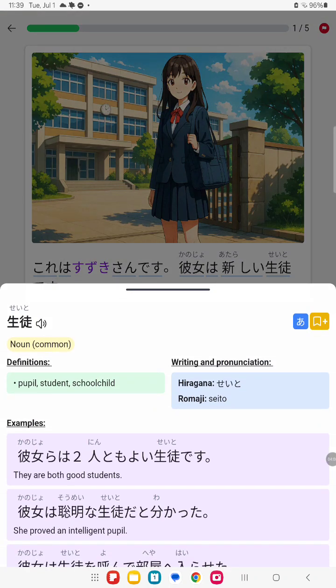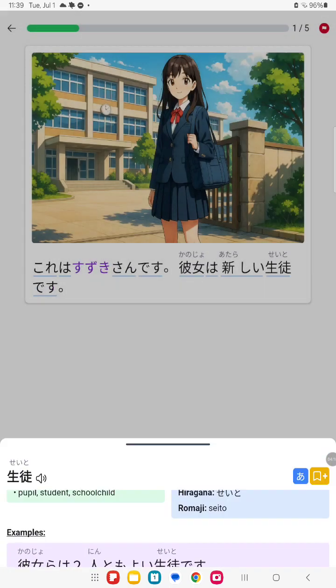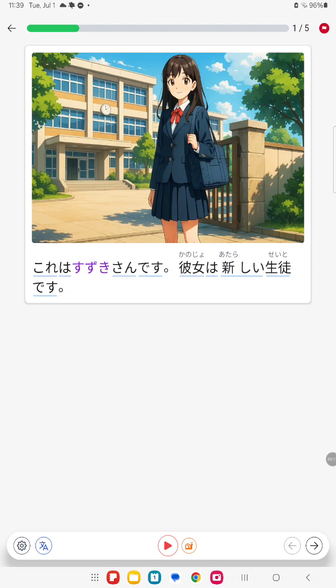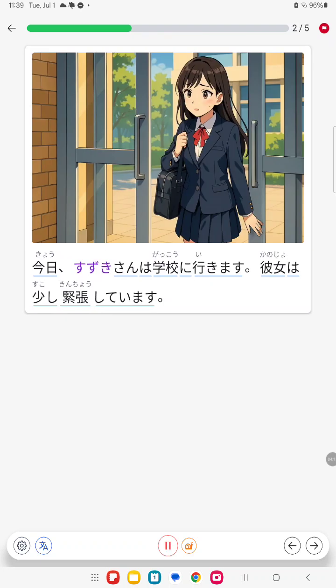People. Is there a reason why they're using this specific term instead of something like gakusei? 今日、鈴木さんは学校に行きます。彼女は少し緊張しています。 I understand about all of this, with one exception. Today Suzuki-san goes to school. Because of Japanese word order, the predicate is almost literally backwards from English.